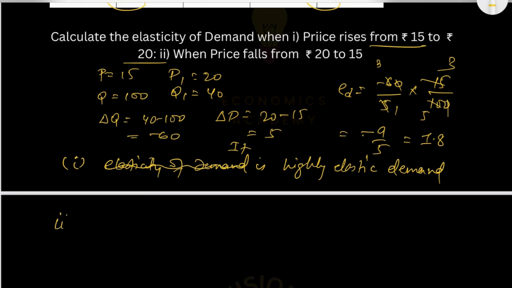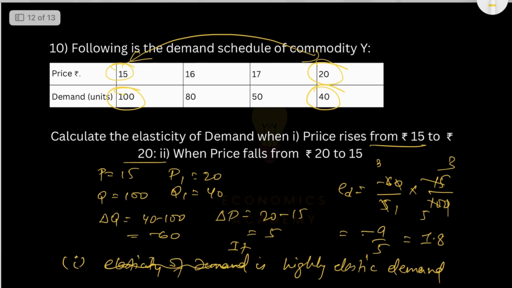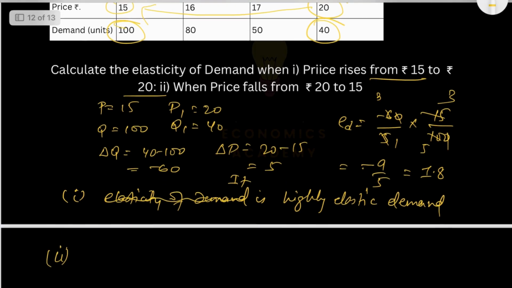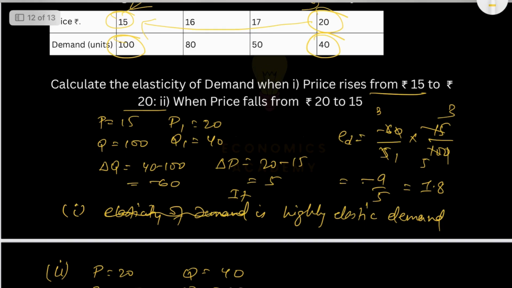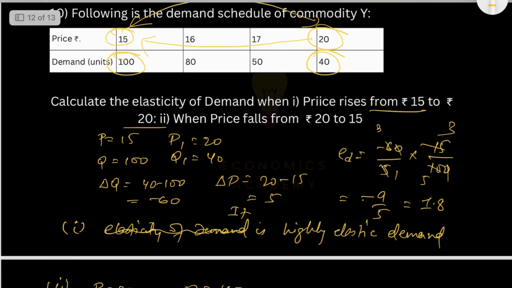Number 2, price falls from 20 to 15. Now it's just the opposite, 20 to 15, right? Now the price has fallen. So P was 20, P1 has become 15, Q was 40, Q1 has become 100. Okay. Now the changes are similar, but still the absolute value matters, right?